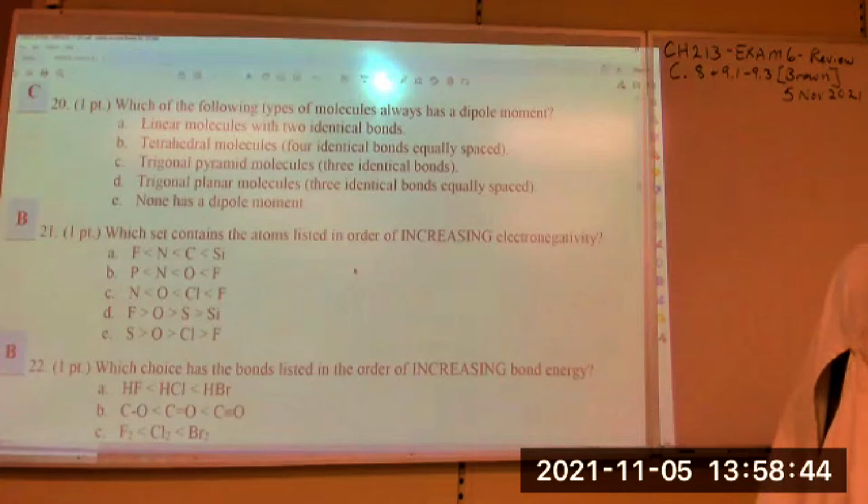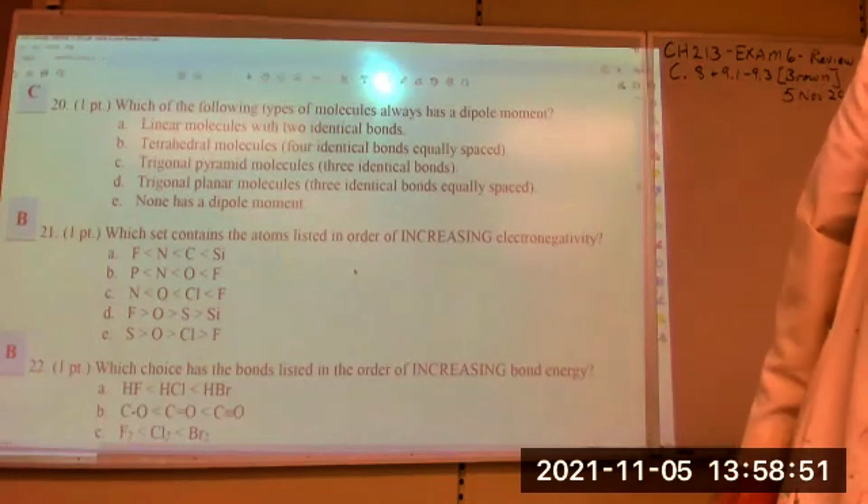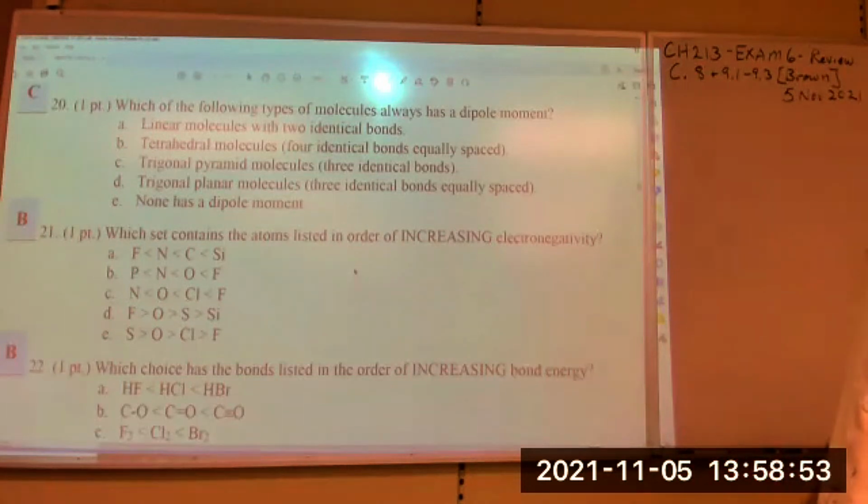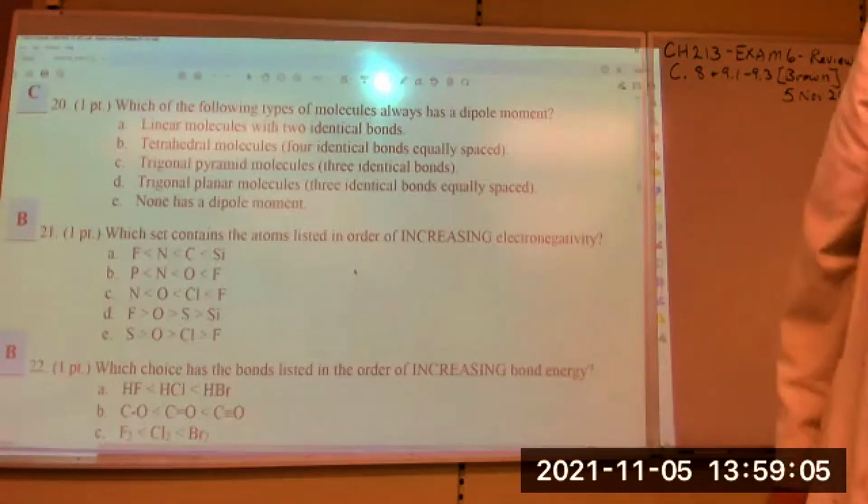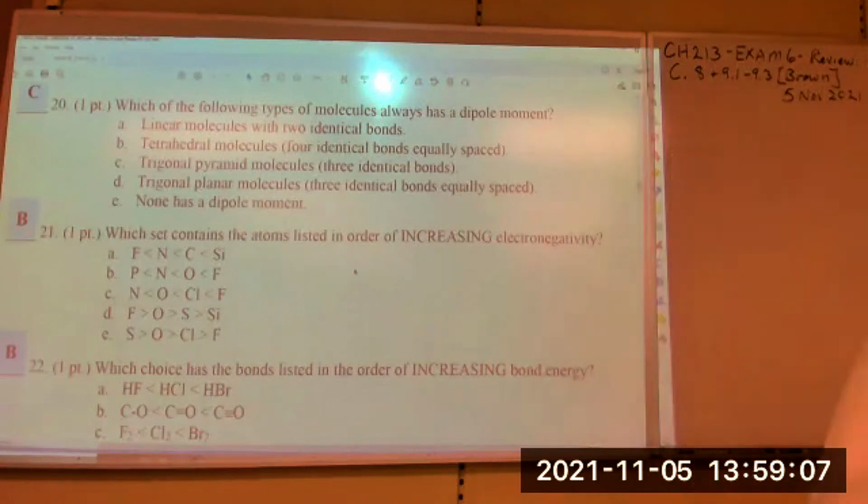Sulfur and silicon are reversed, maybe? No, sulfur and oxygen. Sulfur. No, I would expect sulfur to be less than oxygen. Yeah. Silicon to be less than sulfur. That's a puzzlement.